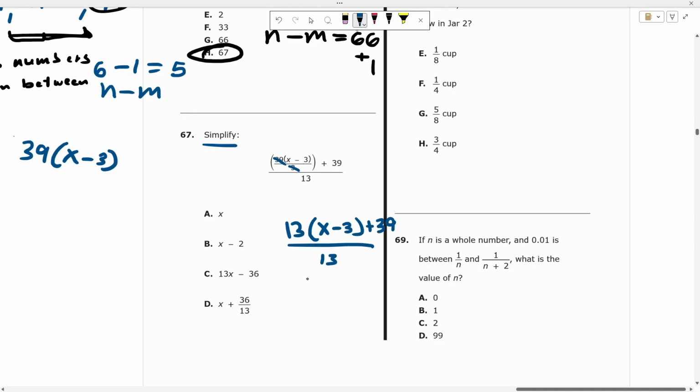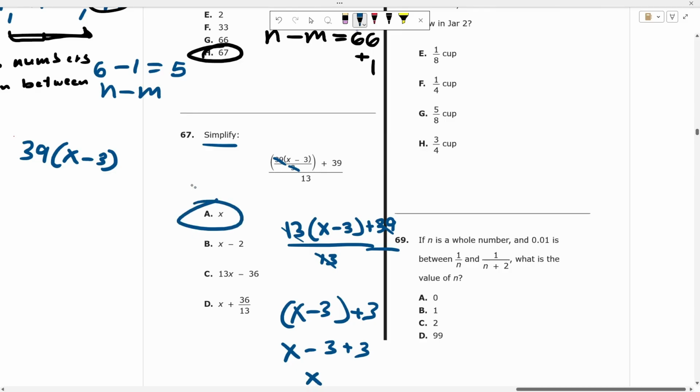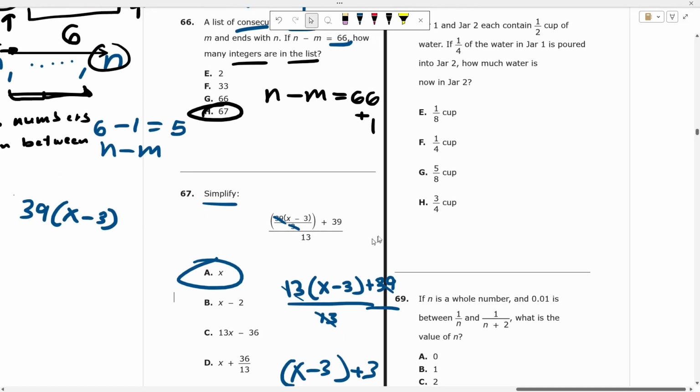And I can do the same thing again over here. What I can do is divide 13 by 13 and 39 by 13, and I get, in parentheses, x minus 3 plus 3. Okay, so x minus 3 plus 3 is equal to x, which is just going to be choice A. So pay attention. Don't go out and distribute everything and make your life difficult. Look at the denominator and the numerator. If they match, you can divide both of them by the denominator.